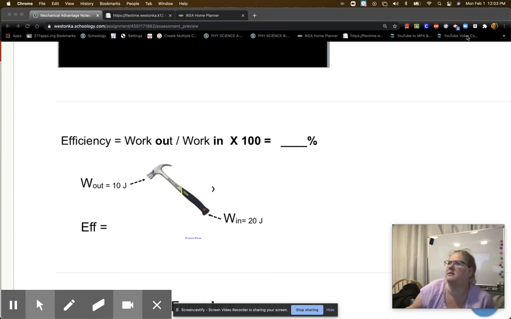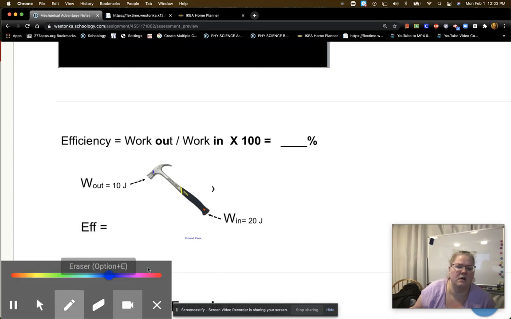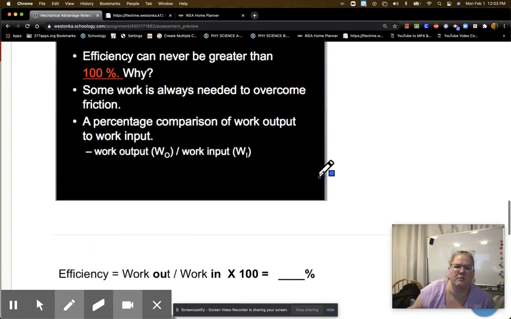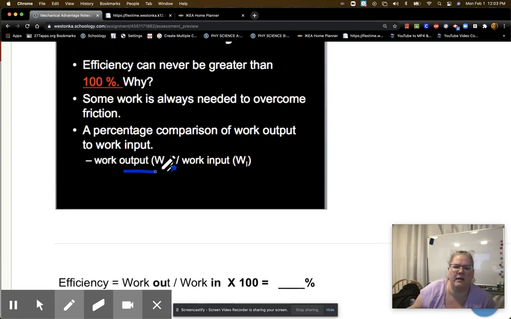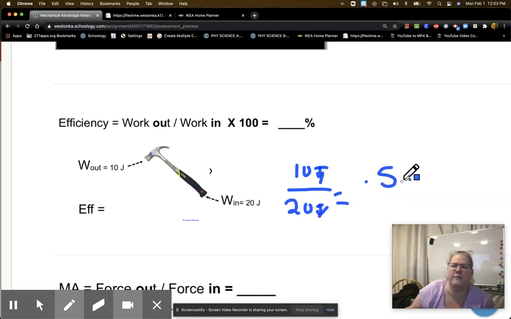So if we do that and write that out, we would have efficiency, work out divided by work in. Work out is 10 joules divided by 20 joules equals, joules cancel out, 0.5. And to make that a percentage, you take your 0.5 times 100 and you get 50%.